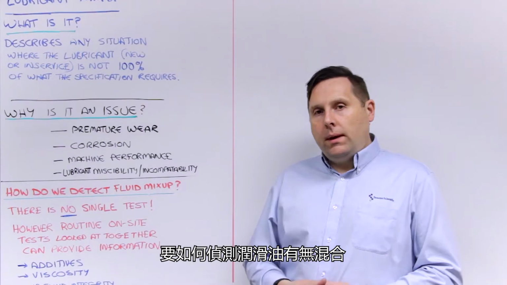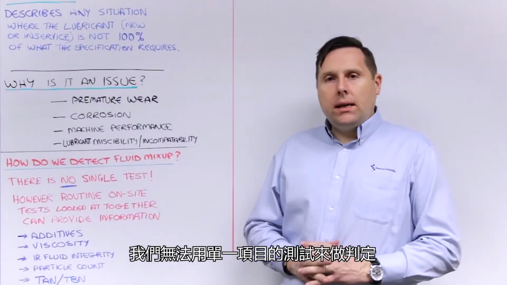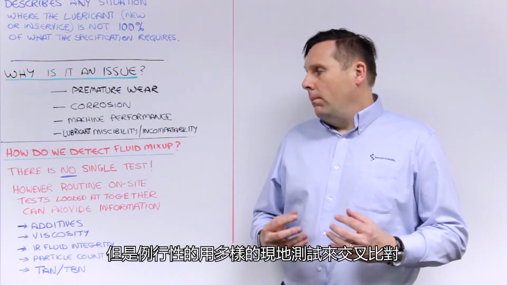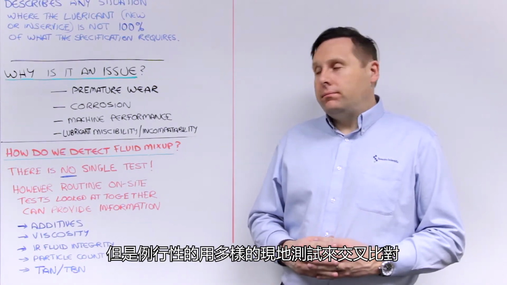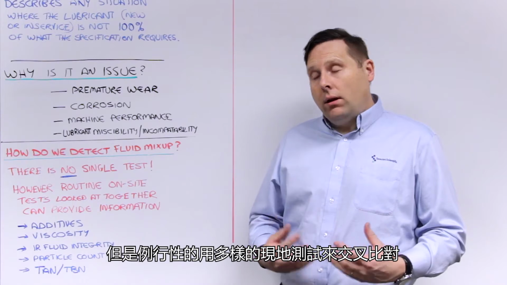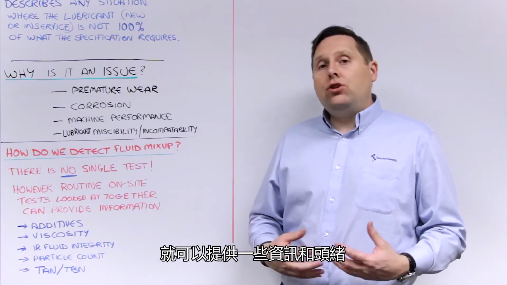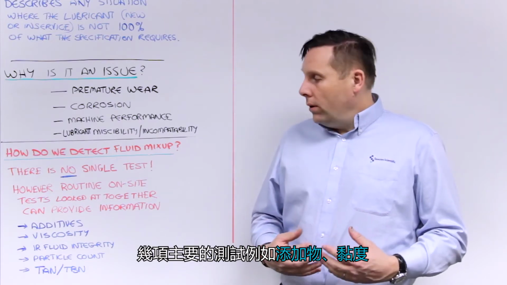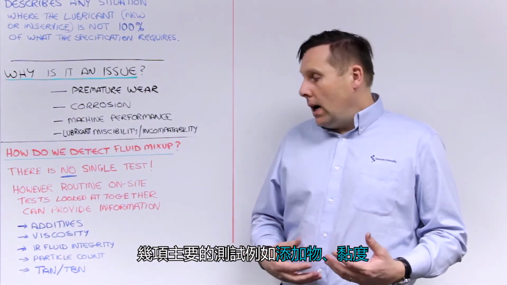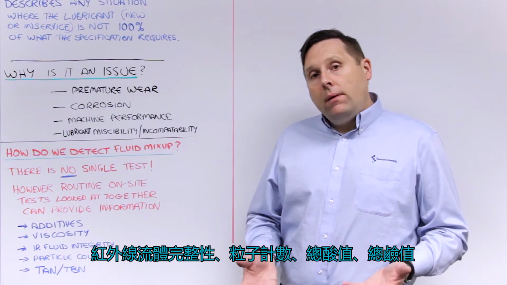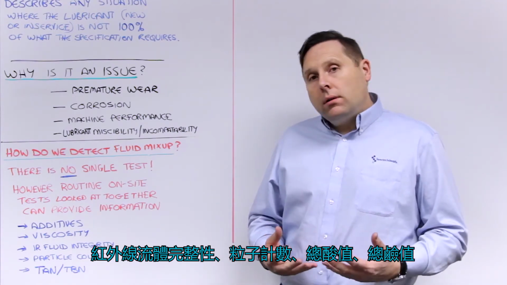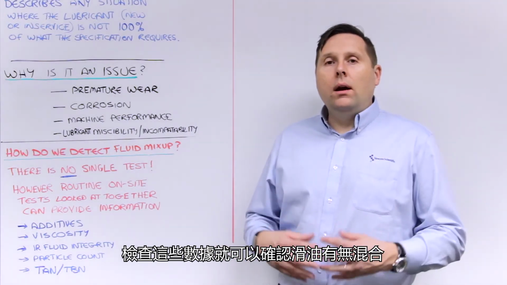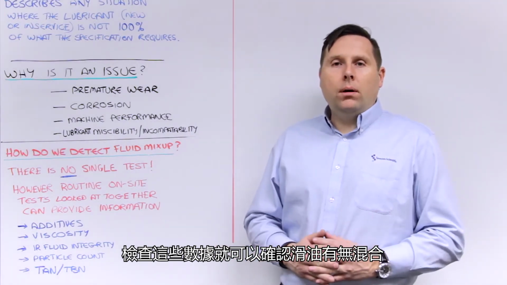How do we detect fluid mix-up? There is no single test available that describes what this is. However, a routine on-site test looked at together can provide some information and clues to actually what's going on. Major tests of interest would be things like additives, viscosity, infrared fluid integrity, particle count, total acid, total base number. Looking at all of these together can indicate when you have lubricant mix-up.